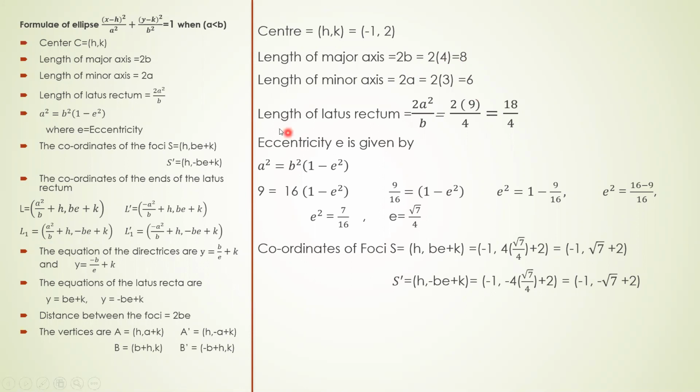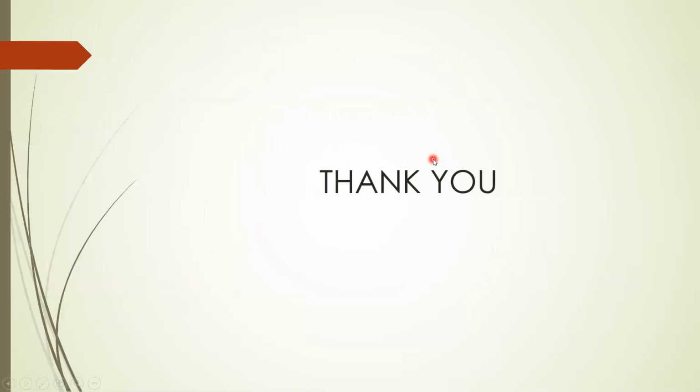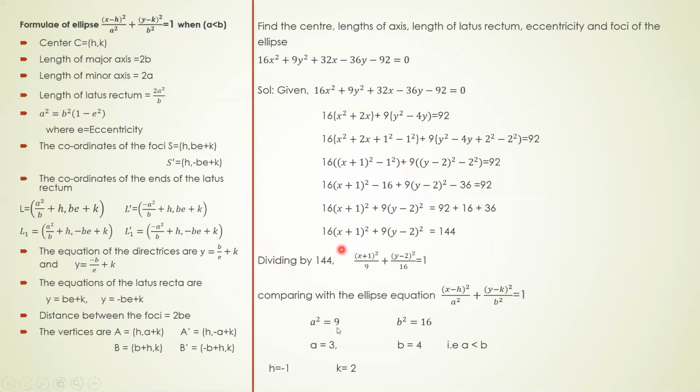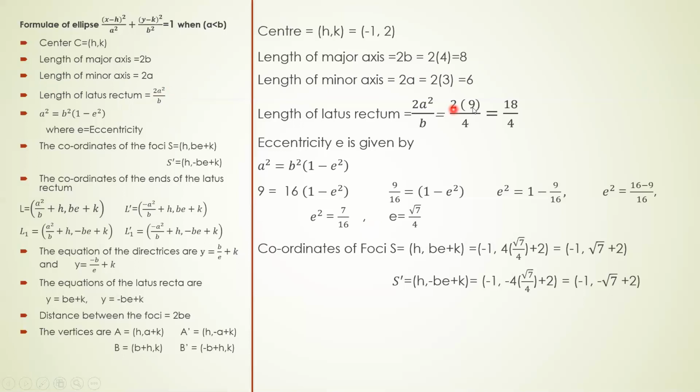Next, they have asked you to calculate the length of the latus rectum. The length of the latus rectum is 2a square divided by b. So directly substitute the a square value, which is 9. So 2 into 9, 2 nines are 18. The b value is 4, so 18 divided by 4. If you want, you can reduce it: 9 divided by 2 can also be written, or else you can leave it like this.